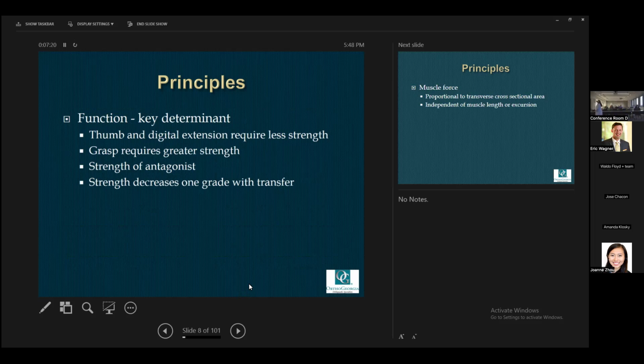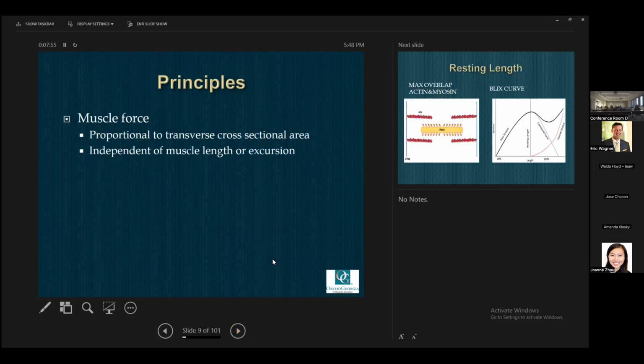So function is a key determinant. Transfers for extension of the digits is a positioning motion and does not require the strength that, say, grasp requires. You need to consider the strength of the antagonist, and in general, you lose a greater strength with transfer. So transferring a reinnervated muscle that may be grade 4 would not be optimal.